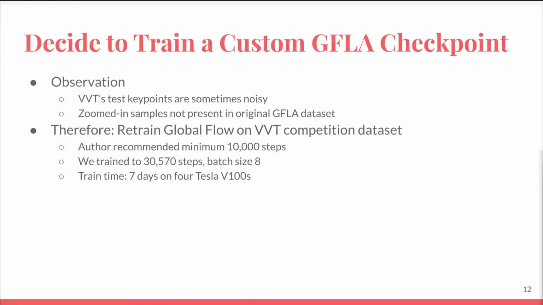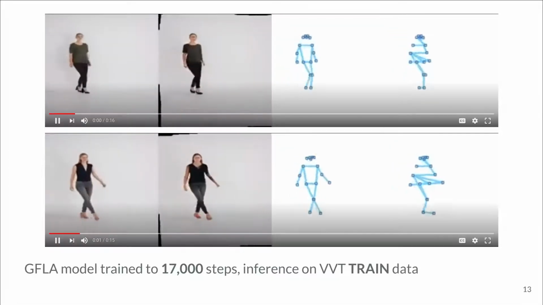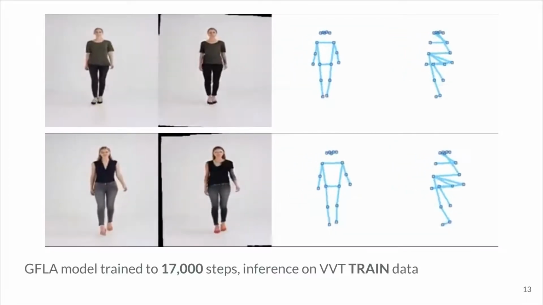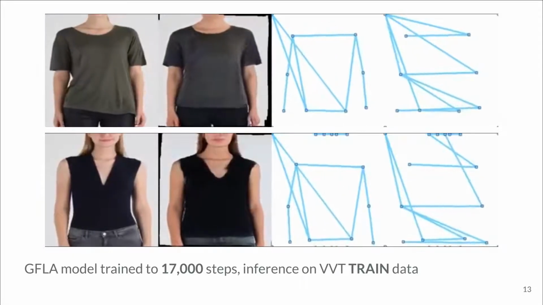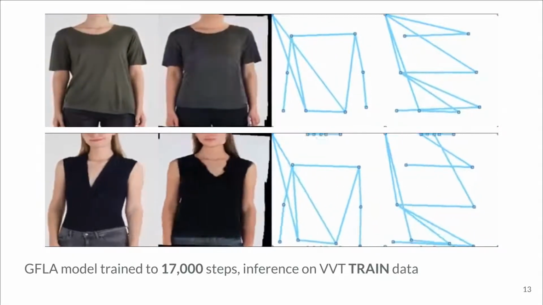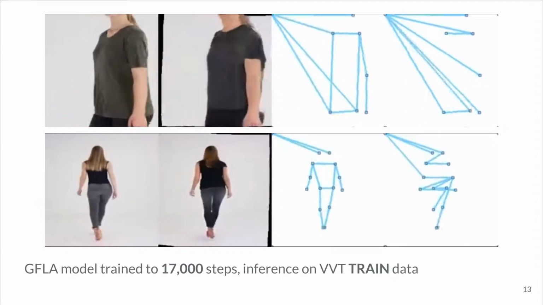Therefore, we decided to retrain the global flow repository on the VVT competition dataset. So what were the results of this custom checkpoint? Here's the model trained to 17,000 steps, and the inference results are on the trained data. As we can see, the results look pretty decent.